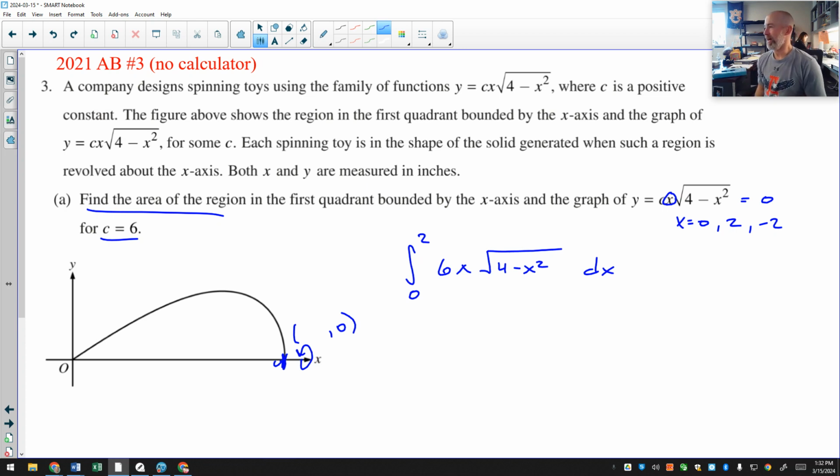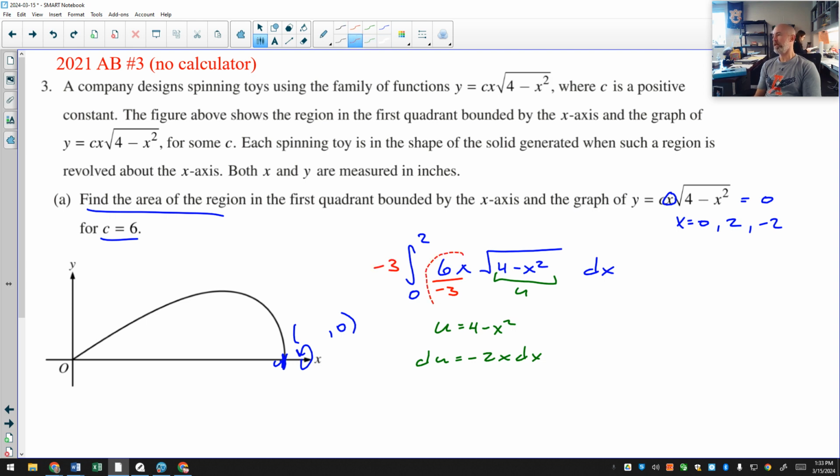Okay, so I don't think I should say no, you didn't. Maybe you did, but this is a u sub. This is my u. What's the derivative of that? Negative 2x dx. How can I get 6x to be a negative 2? Now, there's several ways you can do this. I'm going to divide by negative 3 and multiply by negative 3. There's my du.